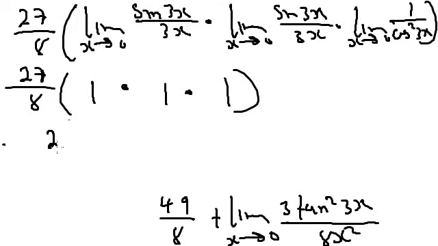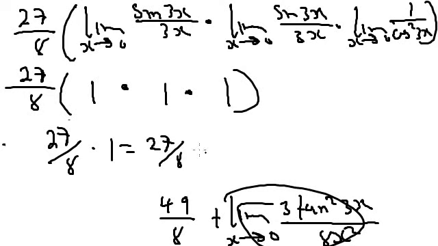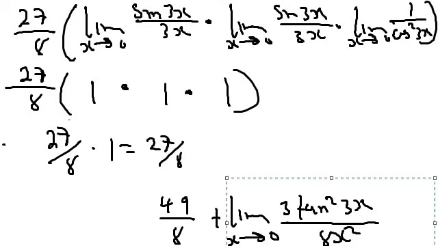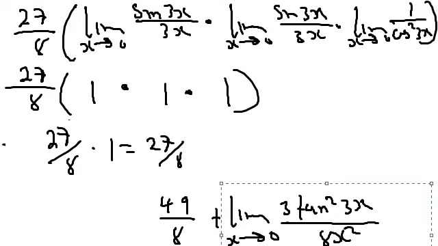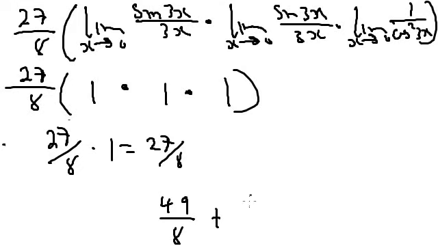27 divided by 8 multiplied by 1, which is 27 over 1. Actually, 27 over 8. So this expression becomes 27 over 8. So we can get rid of it and put 27 over 8.